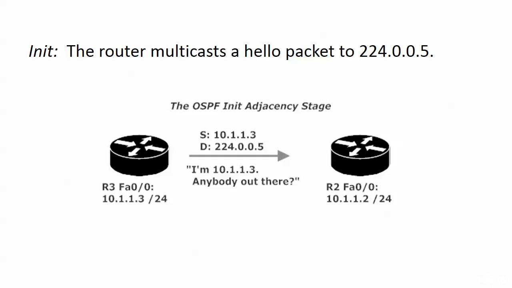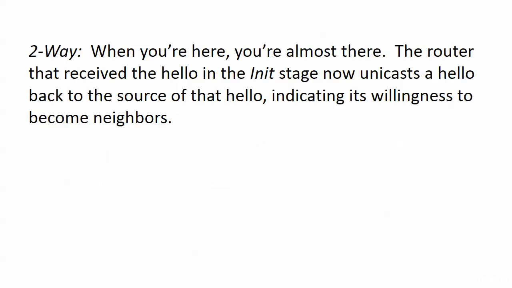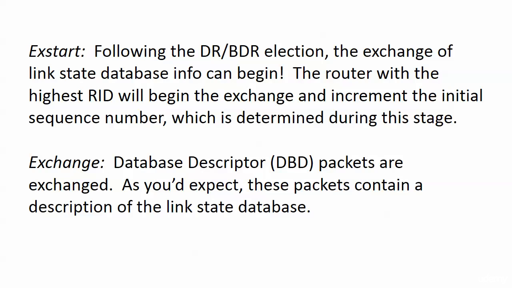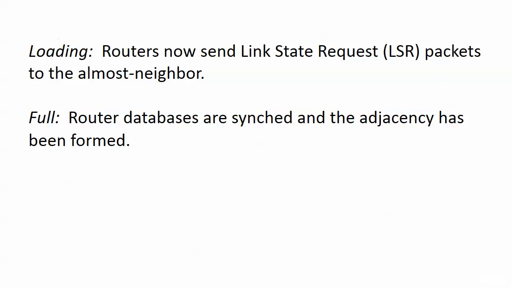Then you've got init. That's when the fun starts. Router multicasts a hello packet. Two-way, that means that basically what the two-way refers to is we now have bidirectional communication. 3 is talking to 2, 2 is talking to 3. They have seen each other's OSPF router IDs, and they are willing to become each other's neighbors, God willing, and all those factors about the network mask and the timers match up. Then we get to start and exchange. Those happen pretty quickly, relatively speaking. Then we get to loading. We're almost done. And then finally, at full, the router databases are synced and the adjacency has been formed.